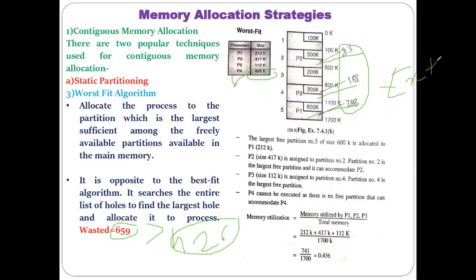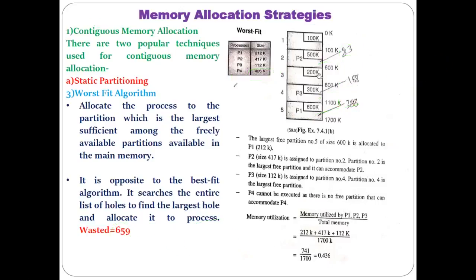External fragmentation is what? If the total combined unused space is more than the memory required for the remaining process, but you still cannot allocate that memory because of the contiguous memory allocation property, that is called external fragmentation. We will see this part in the next lecture also, internal and external fragmentation with examples.